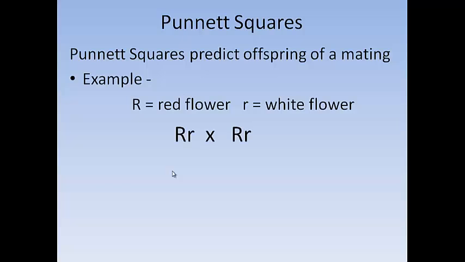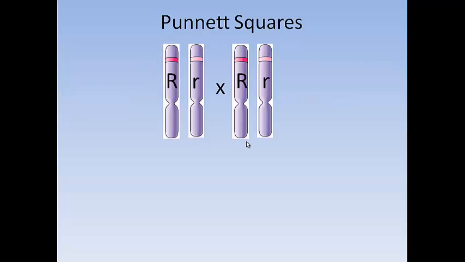So the genotype of our 2 parents is heterozygous. We have 1 dominant gene and 1 recessive gene in each parent. So they're heterozygous. Now, remember that these letters stand for sections of a chromosome, genes. So let's look at some pictures to help us visualize that.